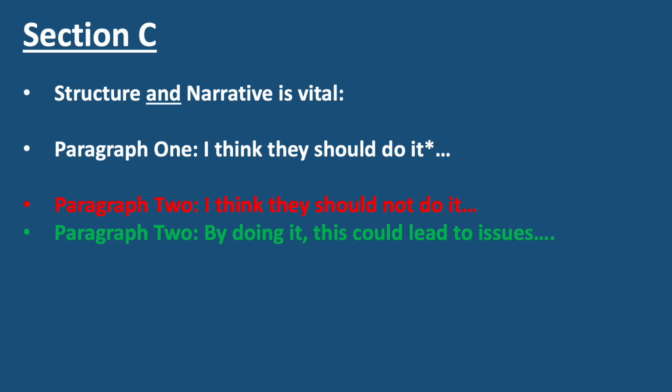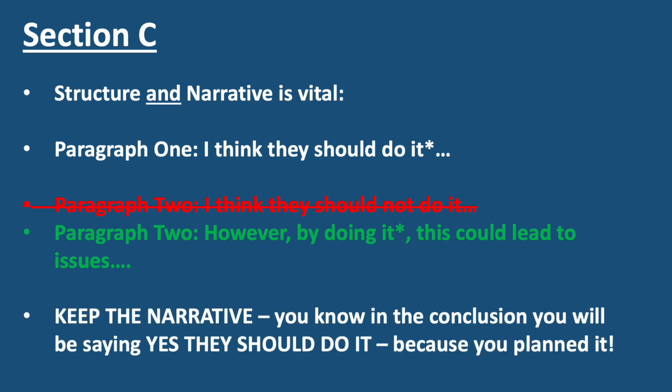Try to avoid saying, I think they should not do it. Better is this. By doing it, this could lead to issues. Because it doesn't sound natural if you go, in one paragraph, I think they should do it, and then the next paragraph you're saying, I think they should not do it. The examiner might be thinking, make up your mind, which way are you going here? So if you've already planned, then just be subtle in your narrative. So paragraph 2 is not saying they should not do it. It's saying, by doing it, this could lead to issues. It's giving balance. So strike through on that first way of doing it. Don't go for the, I think they should not do it. Go for the, however, by doing it, this could lead to issues.